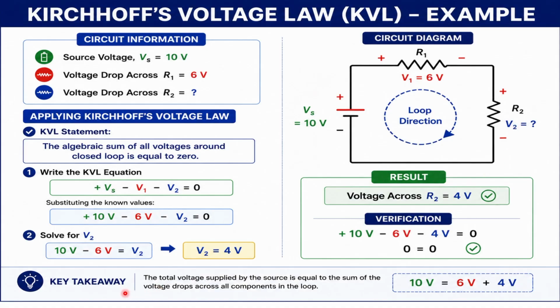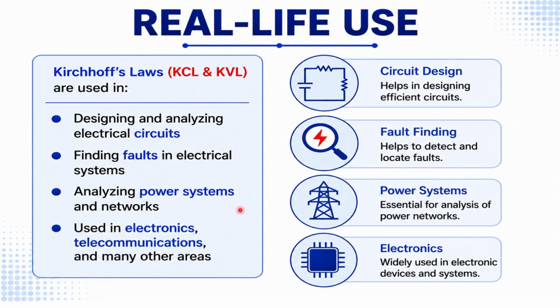And a very important key takeaway is that the total voltage supplied by the source is equal to the sum of the voltage drops across all components in the loop. As you can see, the source voltage here is 10 volts, and when you add the voltage drop across resistance R1 and the voltage drop across resistance R2, you are still going to have 10 because you have 6 plus 4. So basically that's also very important to take note of.